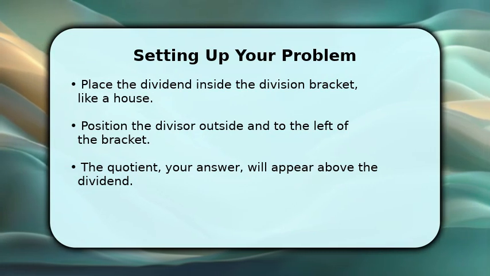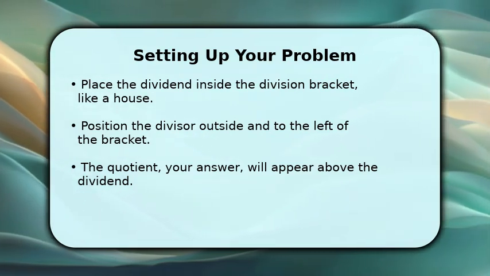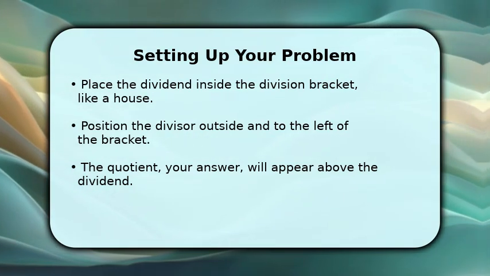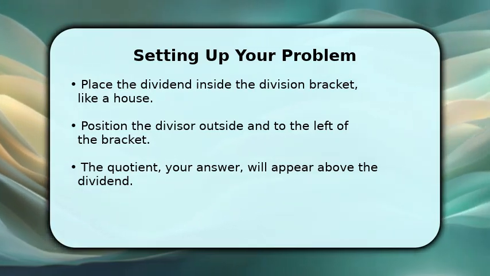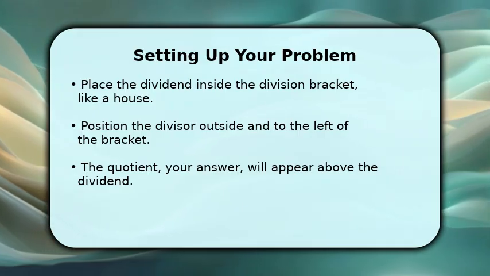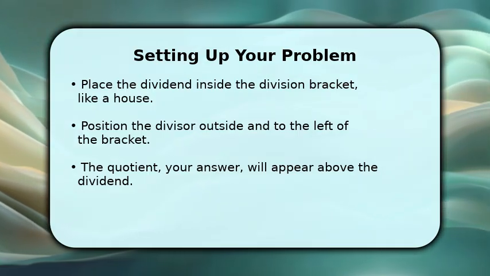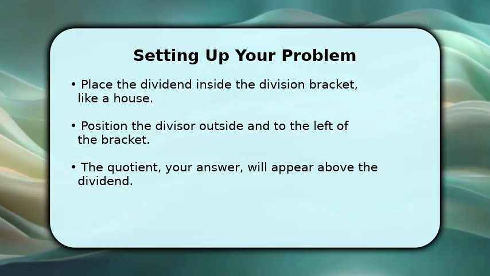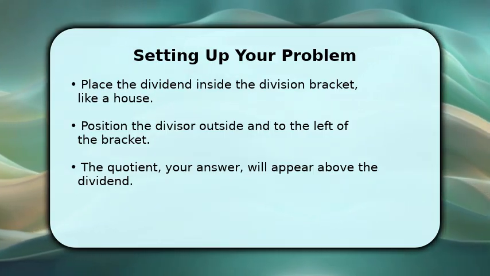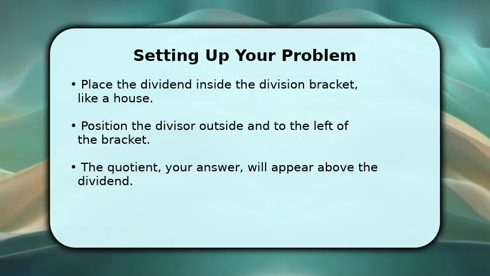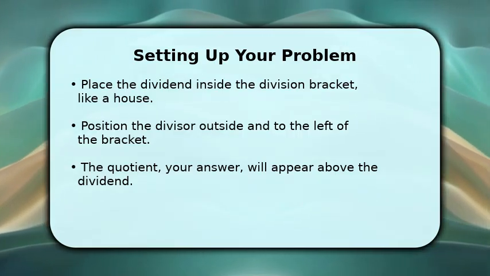First, let's set up our problem correctly. Imagine a long division bracket, sometimes called a bus stop symbol. The number being divided, known as the dividend, goes inside this bracket. The number you are dividing by, the divisor, sits outside to the left. Your answer, the quotient, will be written on top of the bracket, directly above the dividend. This clear arrangement is crucial for an organized solution.